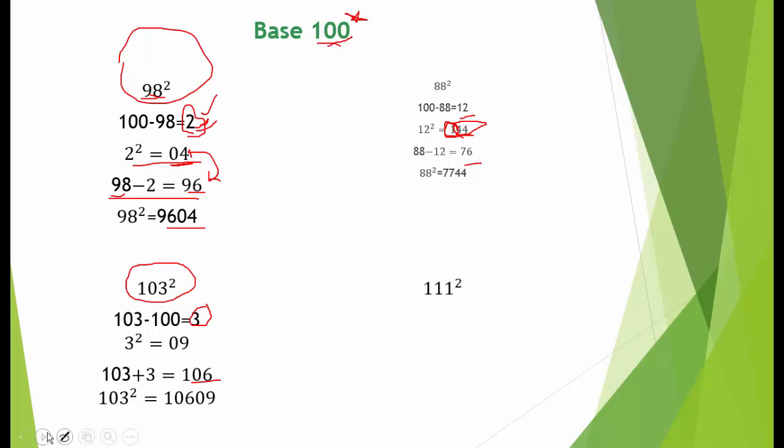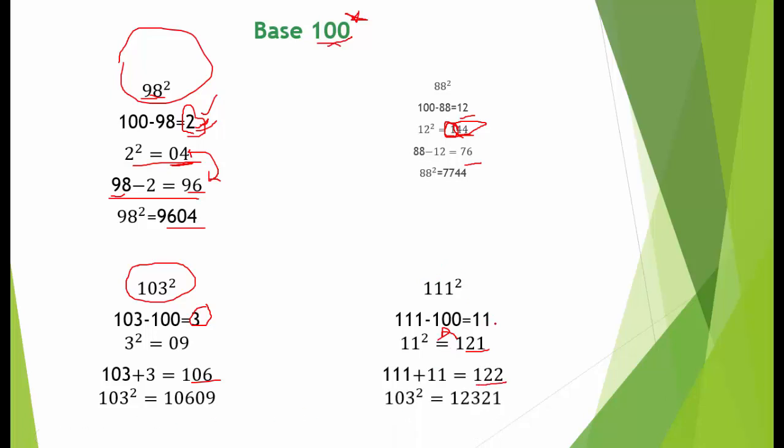Now 111. This is 11 greater than 100, so the square of 11 is 121. Take these 2 digits and the 1 will be in carry. Now add 11 to 111. This will become 122, and the one carry will make this 123, and the answer will be 12321. And this is a special case, when there are 1 1 1, say double 1. 11 square is 121. This will be discussed at the end of this video.